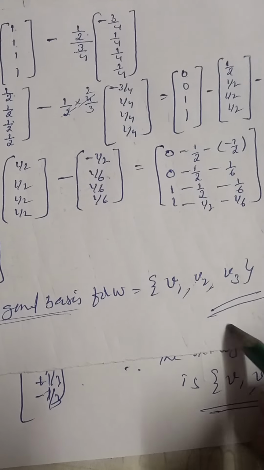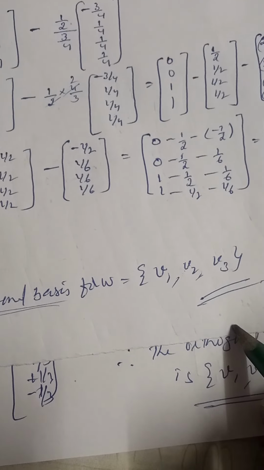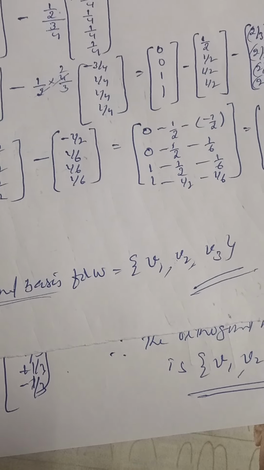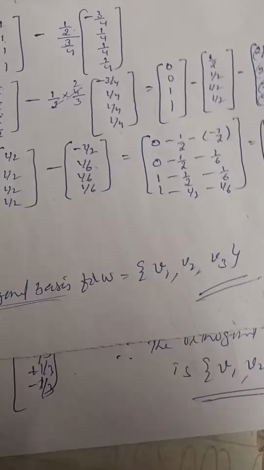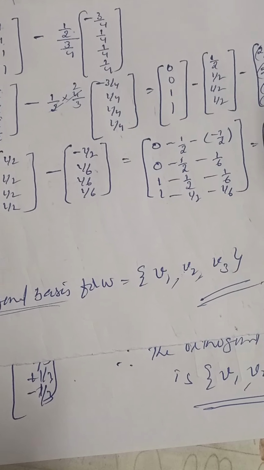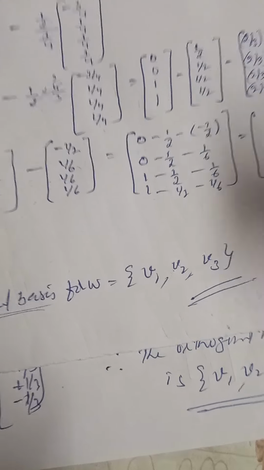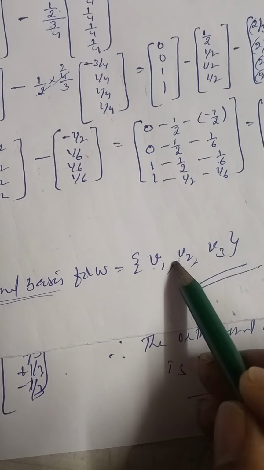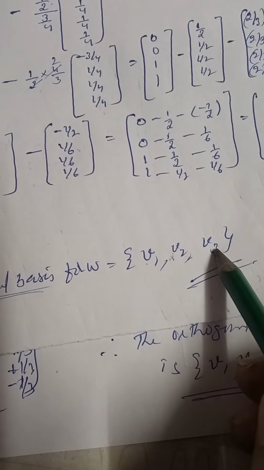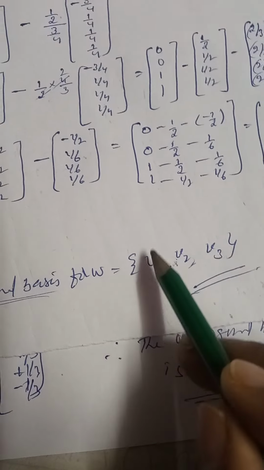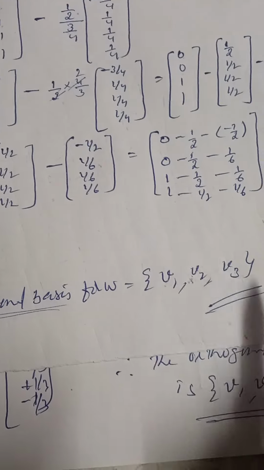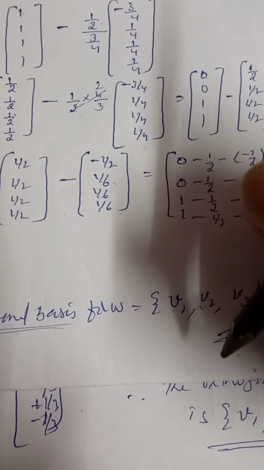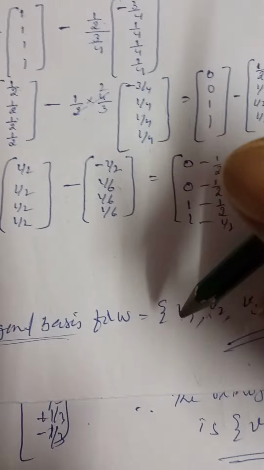Sir, how can you say that this is an orthogonal set? Let us see what an orthogonal set is: each pair of vectors is orthogonal. When do you say that a pair of vectors are orthogonal? If their dot product is 0. Now if you calculate V1 dot V2, that inner product is 0. V2 dot V3, that inner product is 0. V3 dot V1 is also 0. Therefore this is an orthogonal set and it is a basis.